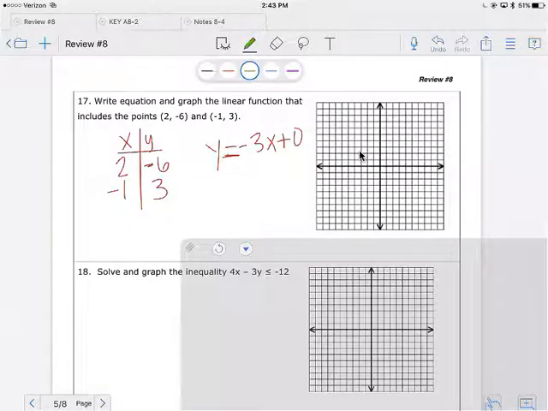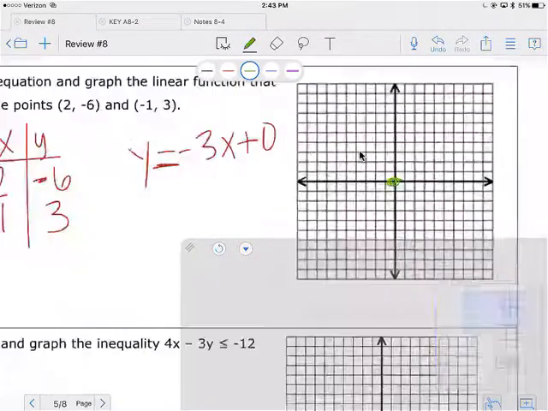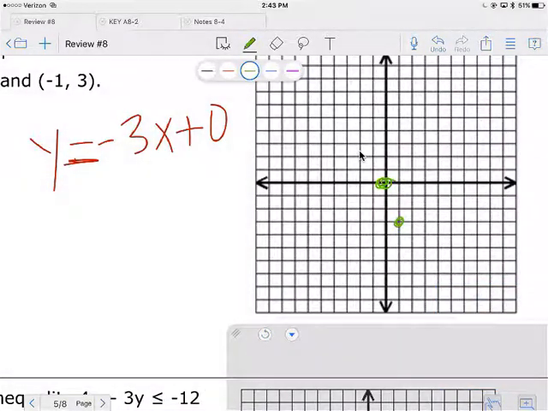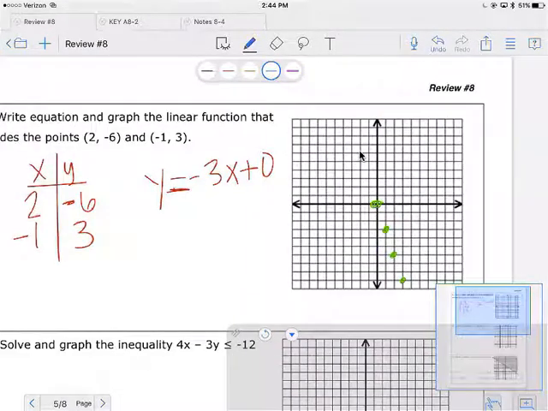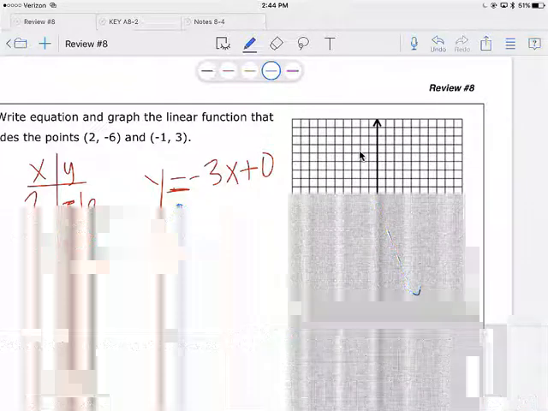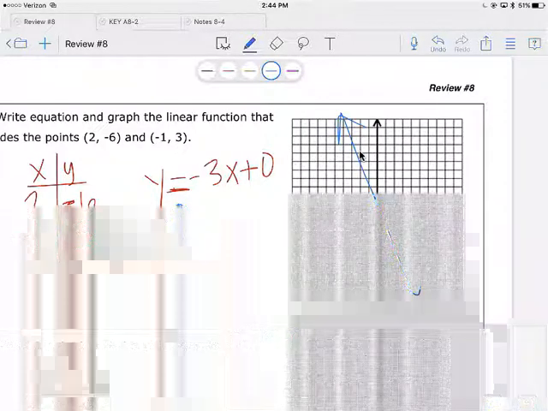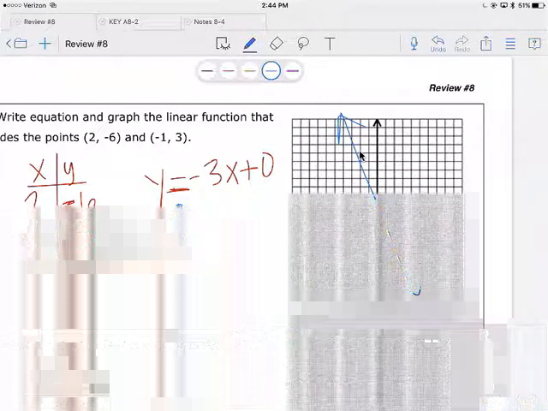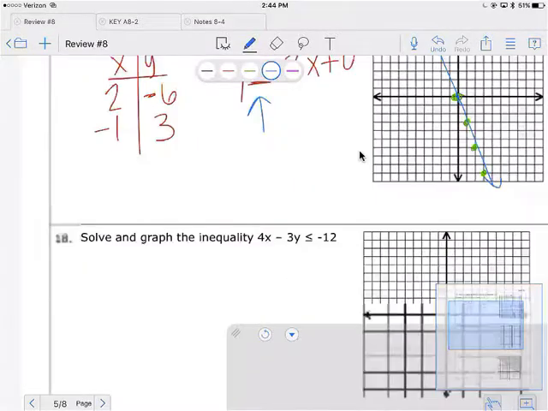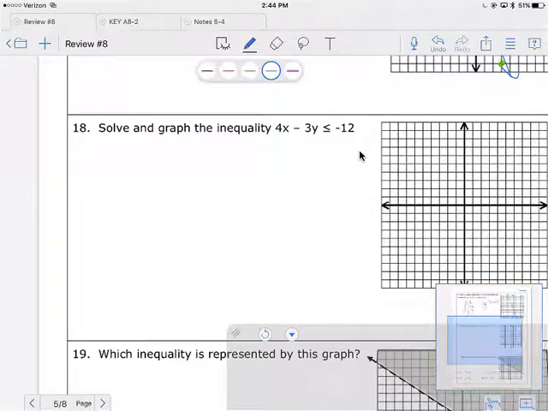So to graph, I start at 0, and I go down 3, right 1, down 3, right 1, down 3, right 1. Because this has an equal sign, it is not new material, it's not an inequality. We just graph a normal line with no shading. So an equal sign is like a normal line where it's solid all the way through, it does not change, and we do not shade. However, problem 18 is an inequality where we would need to shade.